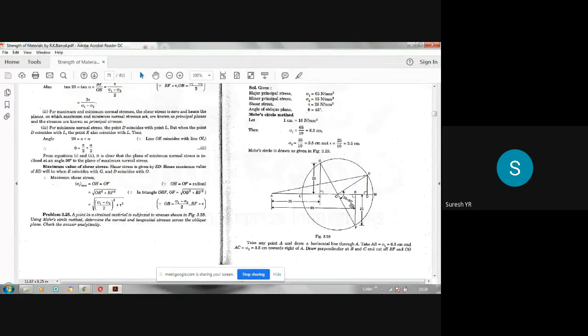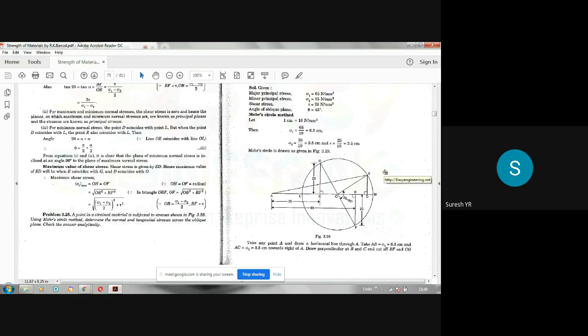So draw AB and AC first. Second step, draw CG and BF. Third step, join GF. Then fourth step, taking this O as center, OG or OF as radius, draw a circle, which is called the Mohr circle.